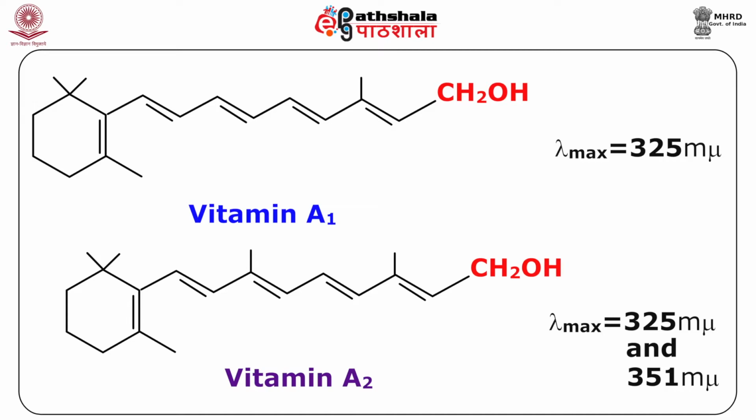Thus, we can say that by comparing the intensities of the solution of these two vitamins with the intensities of the known solution of these two enables us to calculate the concentration of vitamin A and vitamin A2 separately. As you can see here in the structure, they both are conjugated double bonded structures and their intensities can be used to calculate their concentrations.